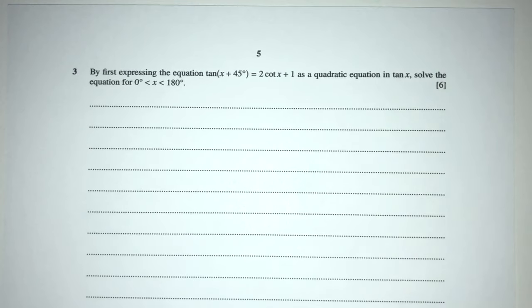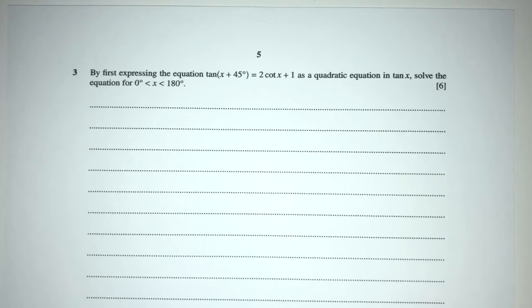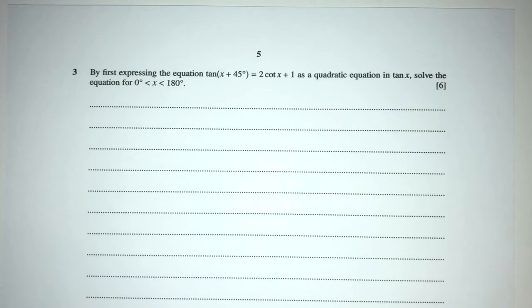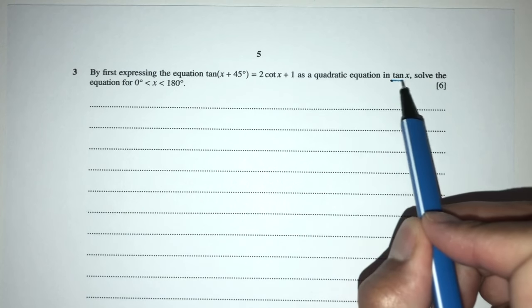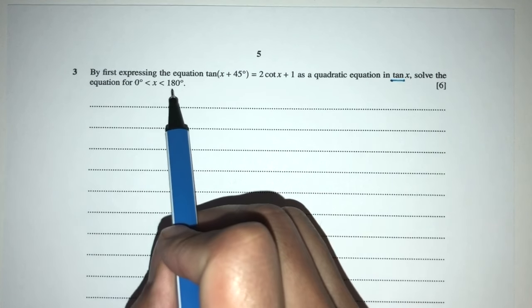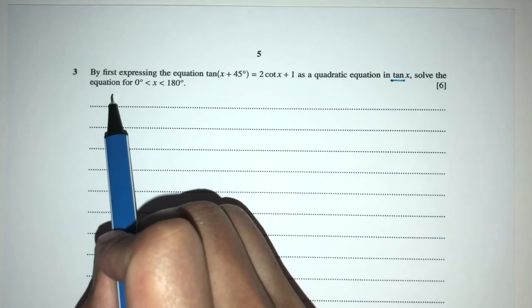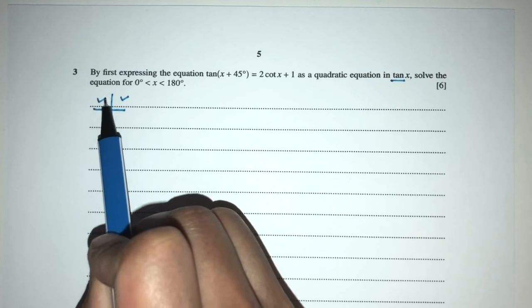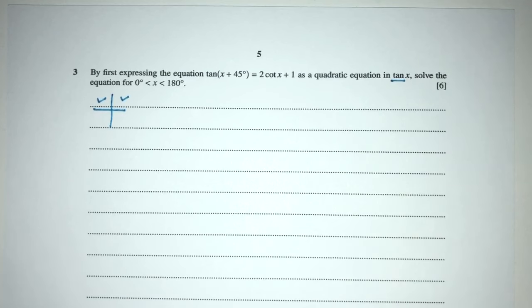So let's move on to question number 3. By first expressing the equation tan(x + 45) equal to 2 cot x + 1 as a quadratic equation in tan x, so we have to change everything here in terms of tan x. We have to solve the equation for the values of x between this and this. If you look at the quadrants, you know exactly that x has to be in the first and second quadrant. This is just something good to know for now.